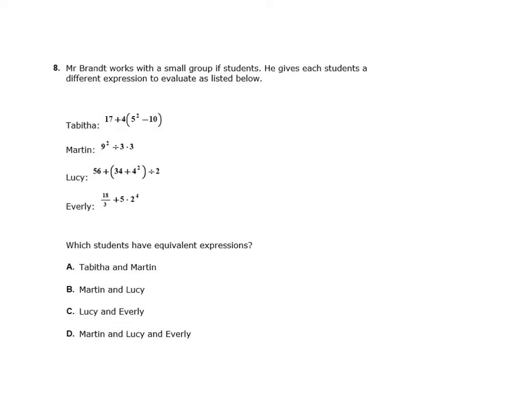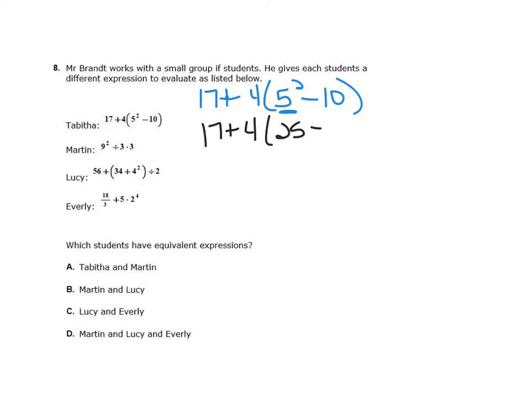So let's start with Tabitha. It's going to be a lot of writing, so make sure you have room. For Tabitha, we're going to do exponents first, because that's the first thing in the parentheses. So in this case, it's going to be 5 times 5 is 25, minus 10. 25 minus 10 is going to be 15.